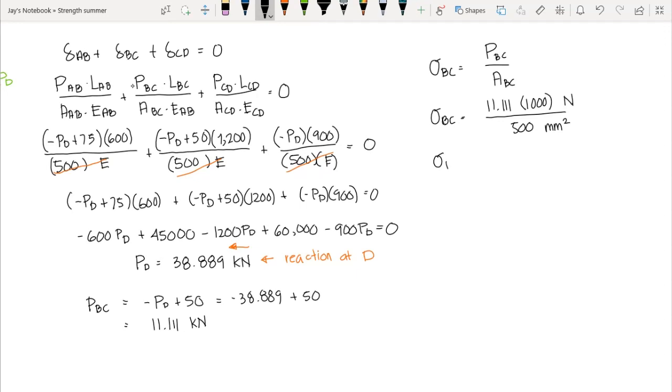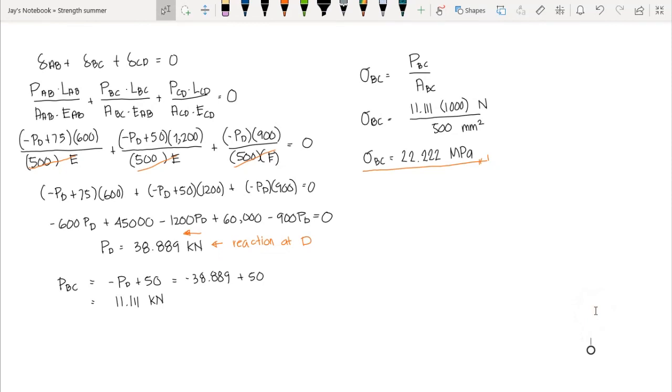So we have the stress in member BC equal to 22.222, that is in megapascal. So this is now the stress in member BC. Our stress in BC here is tensile stress, since our actual load of 11.11 kilonewton is located above in our actual diagram, and it has a positive value, so therefore that is tensile stress.